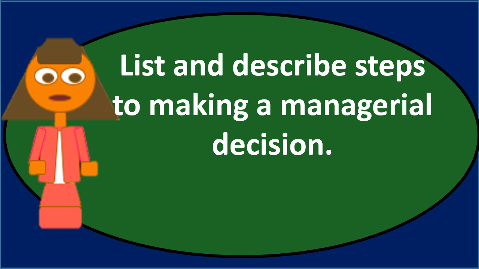So given that, let's take a look at this question again. List and describe steps to making a managerial decision. First, we might want to give a little bit of detail of what a managerial accounting type decision might look like, as opposed to financial accounting decisions or normal day-to-day financial transactions. So remember, the financial accounting types of transactions are us compiling and recording information, compiling them into financial statements in accordance with a set of rules.